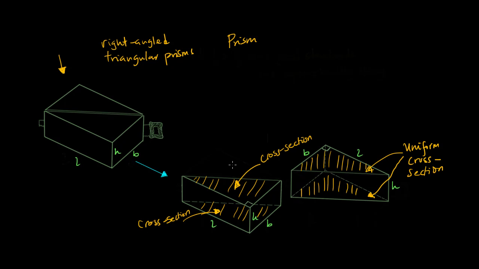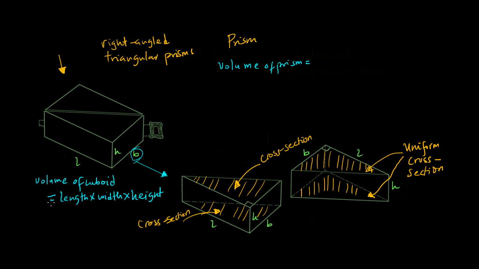Now we say a cuboid can be cut into two equal right angle triangular prisms like this, and we can easily find the volume of one of these right angle triangular prisms. We'll say volume of prism equals, now if you check here, the volume of this cuboid will be length times the width, which is represented by b like breadth. Width and breadth are the same thing. Times the height. So length times breadth, which is the same as width, times height.